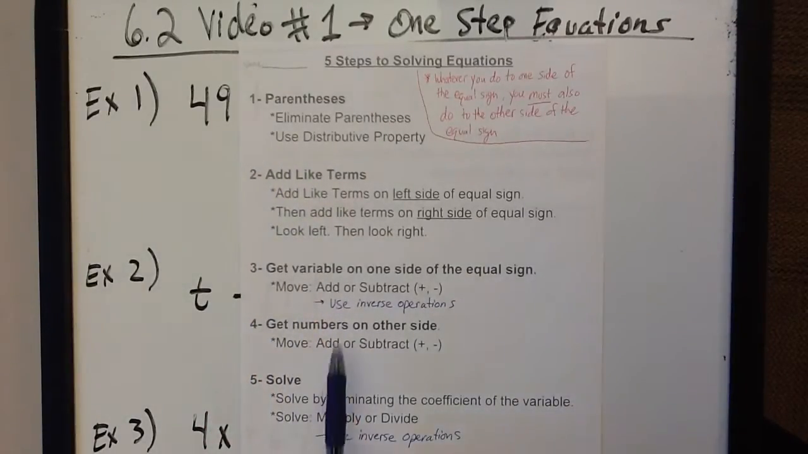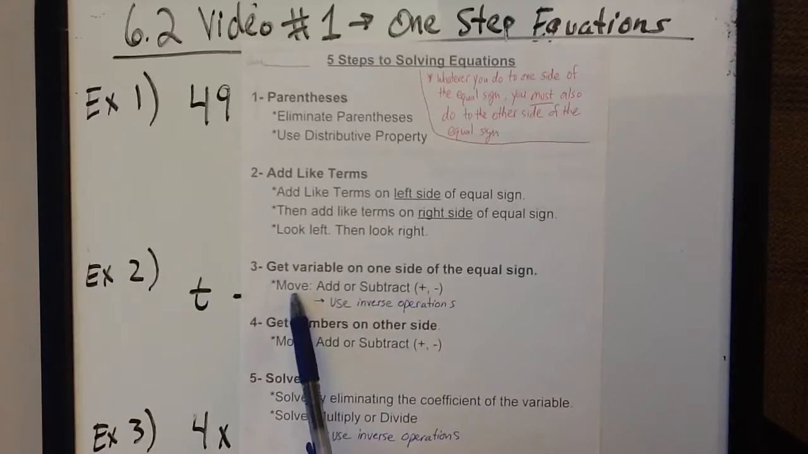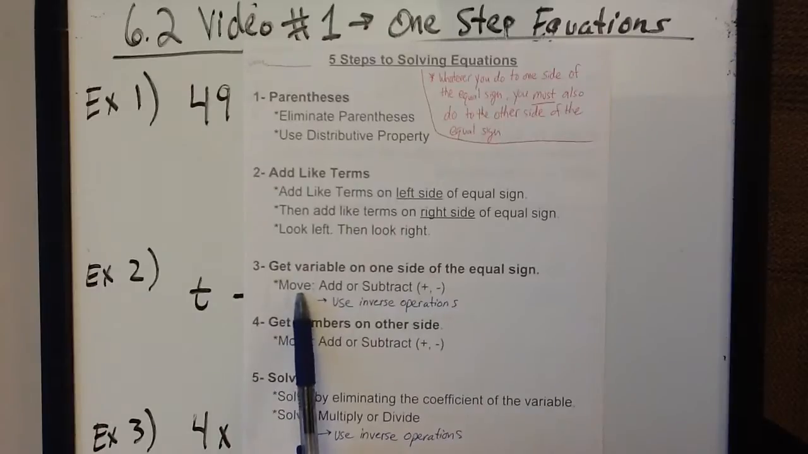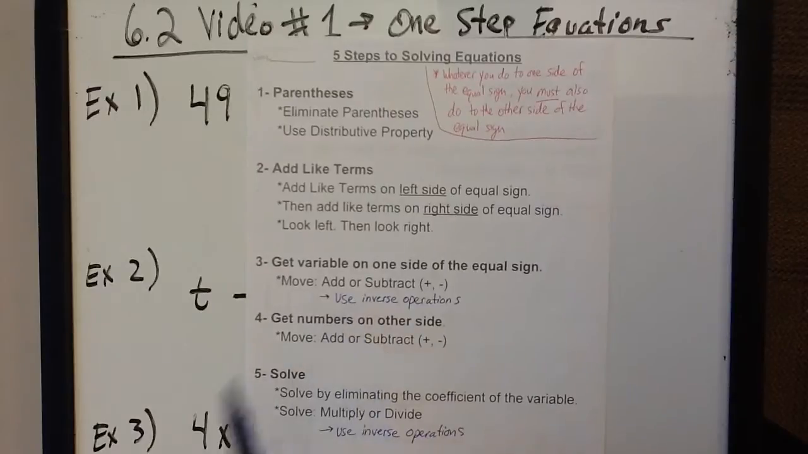Step 3, get the variable on one side of the equal sign. So if you're ever given an equation and you have a variable on the left side and the right side of the equal sign, you must get the variable to be only on one side. It doesn't matter which side, but it has to be only on one side. Now, as we talk about getting the variable on one side, I would use the term move. Move means add or subtract. And to be able to move something, you use inverse operations. So if you're adding something on one side, to move it to the other side, you would need to do the opposite of addition, or the inverse of addition, which would be subtraction.